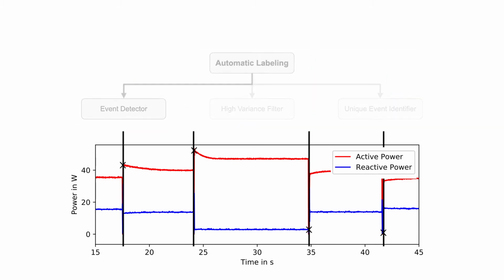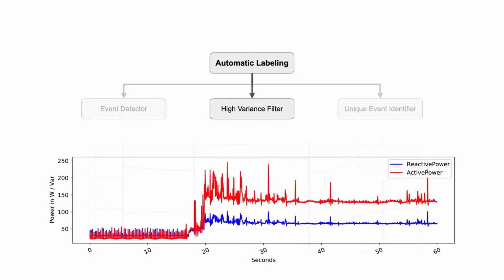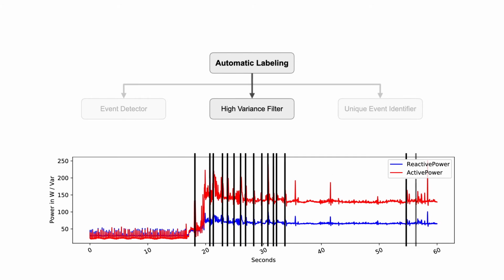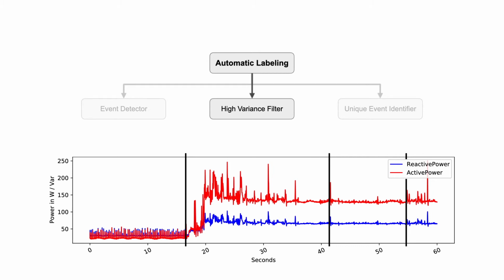The high variance filtering step removes recognized events in signal portions that show high variance. This avoids that appliances which change power rapidly, like a PC, for example, trigger too many false events.